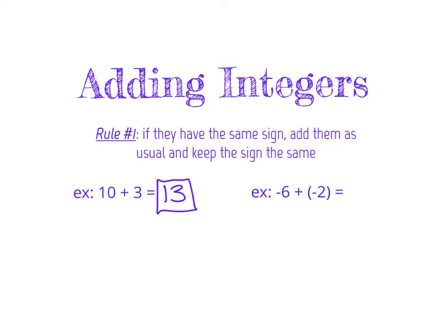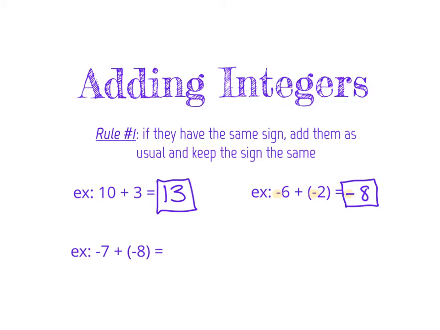Let's look at our next example. Our next example is negative 6 plus negative 2. I know they are negative because of the negative symbol in front of them. Because they are both negative, I know that my answer will also be negative. And I'm going to add like usual. 6 plus 2 would be 8. So negative 6 plus negative 2 is also negative 8, since they all have the same sign.